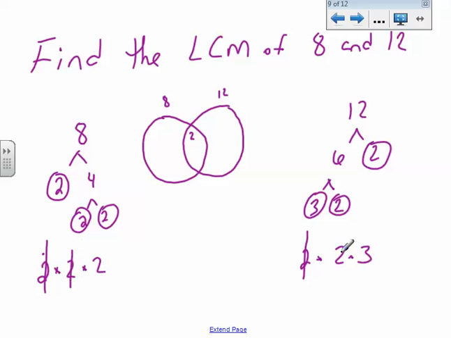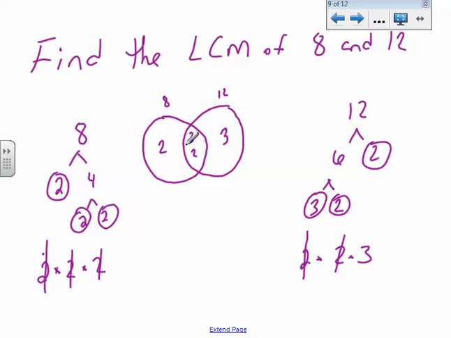There's a 2 and there's a 2. So there's another 2 in the middle in common. There's a 2 here, but not another one over here. So this 2 is going to go here. There's a 3 here, and it's not over here. So it's going to go here, because it's special for the 12.